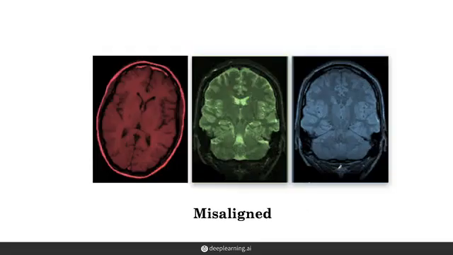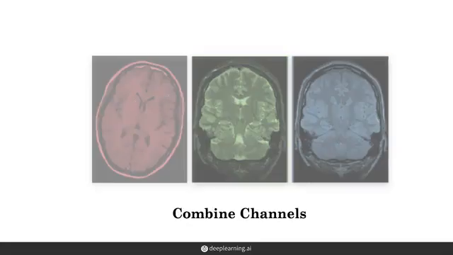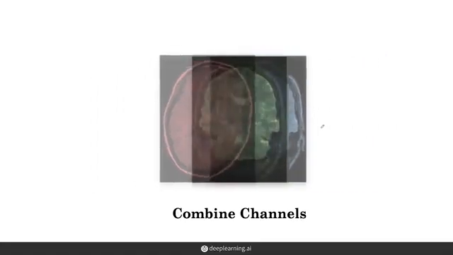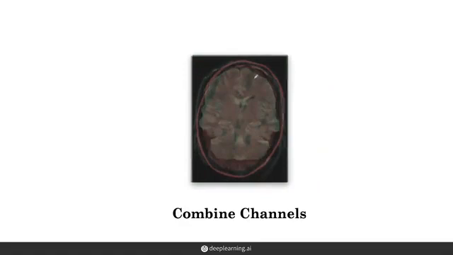One challenge with combining these sequences is that they may not be aligned with each other. For instance, if a patient moves between the acquiring of each of these sequences, their head might be tilted in one sequence compared with the others. If the images are not aligned with each other, when we combine them, the brain region at one location in the red channel does not correspond to the same location in the green or the blue channels.